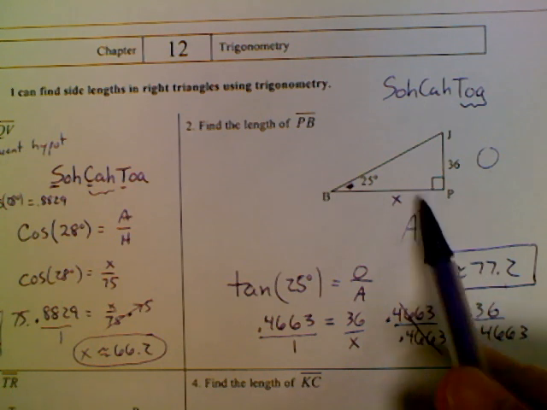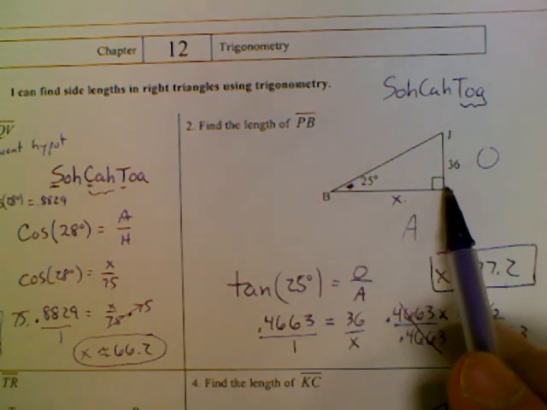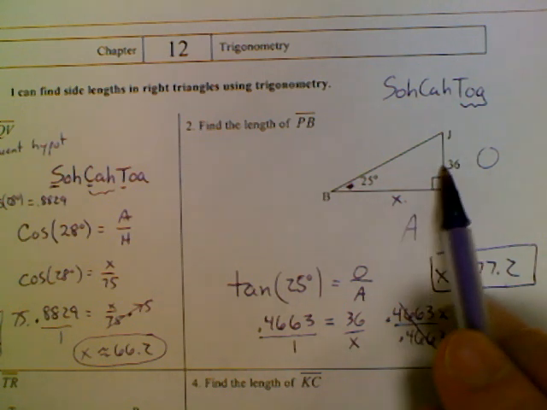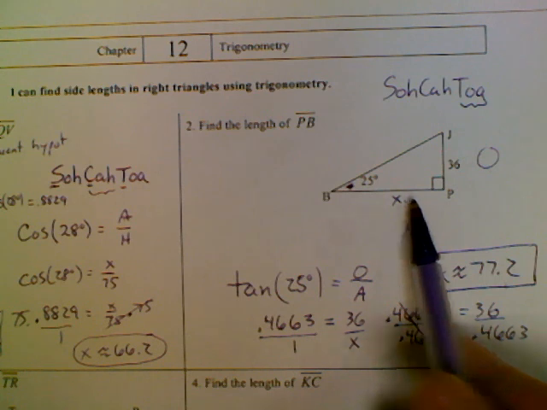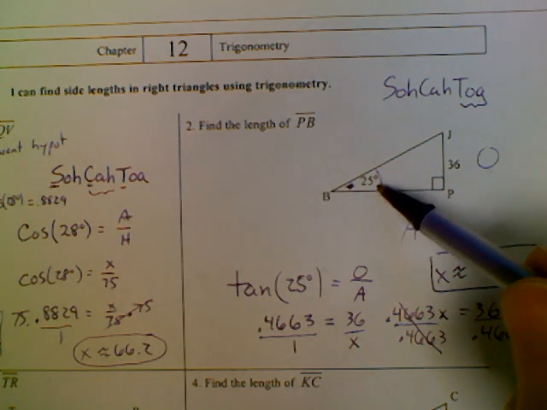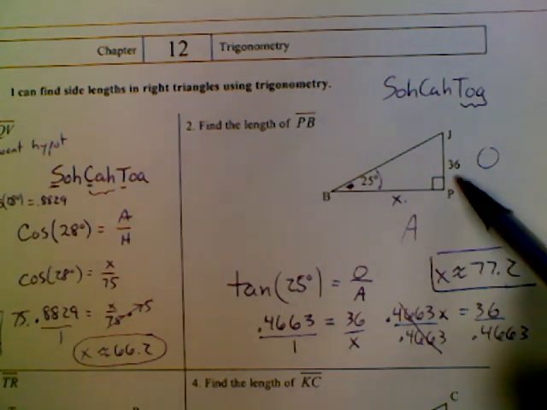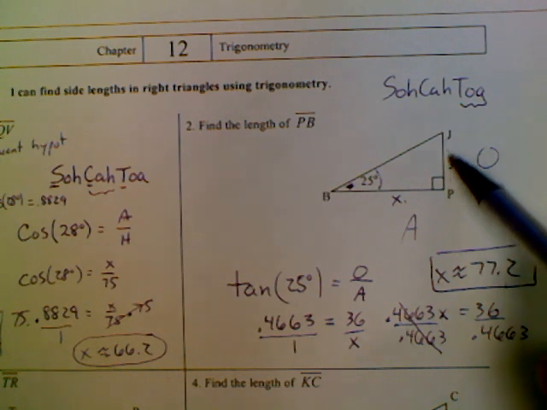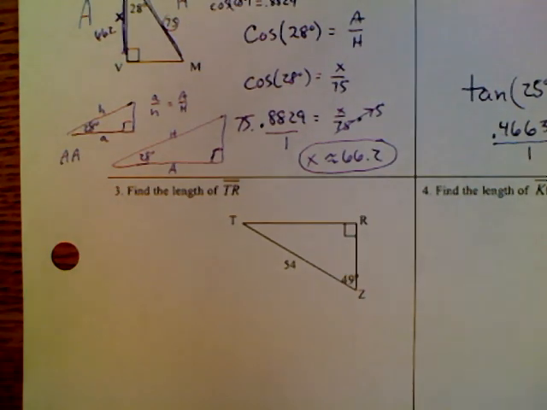Does that seem reasonable? Well, this side looks like it should be longer than that one. I don't know. Neither one of these is the hypotenuse, so I'm not sure which one should be the largest. Okay, but that looks like a reasonable 25-degree angle to me. So I think it's reasonable to expect that this segment should truly be longer than that one. 77.2 seems reasonable. Moving on to number 3. It's just more of the same.